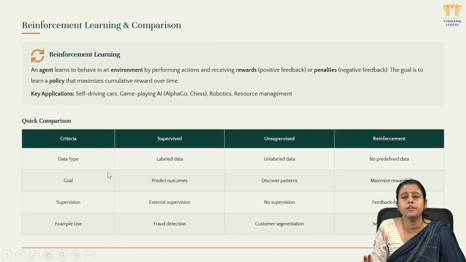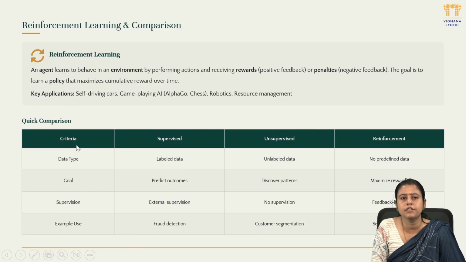The third one is reinforcement learning, where there is an agent. The agent learns to behave in an environment by performing actions and receiving rewards. It may be a positive reward or a negative reward or penalty. Based on the feedback, it will try to understand the pattern of the environment, and from the environment it tries to improve its policy and maximize the cumulative reward over time so that it can learn from there. What are the key applications? Self-driving cars, robotics, game playing AI, all come under reinforcement learning.